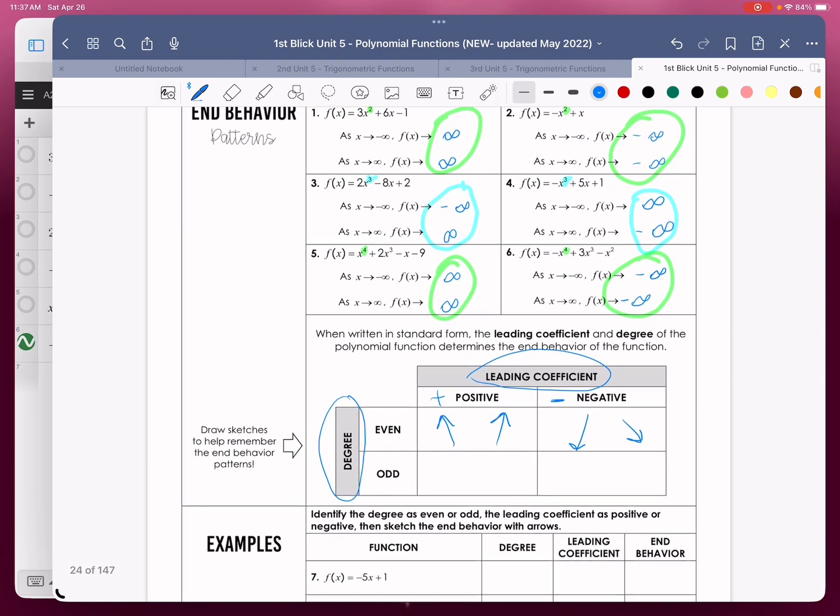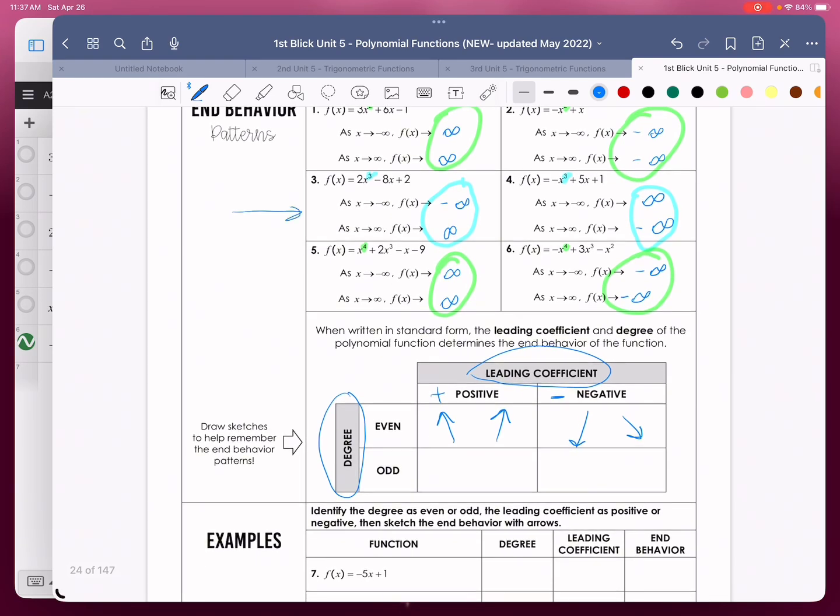Now, if you have an odd degree, like numbers 3 and 4, they went opposite directions. Which direction did they go? Well, if the coefficient was positive, then your first one was negative and your second one was positive. In other words, if it's positive, your end result is going to be positive. If it's negative, it was the opposite way. And I should have drawn arrows for this. This way went down, this way went up. This way went up, this way went down. Okay? So let's put this into practice.